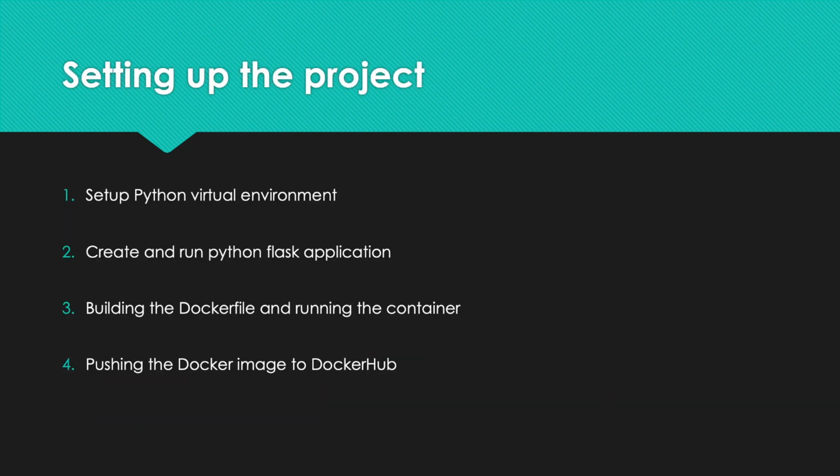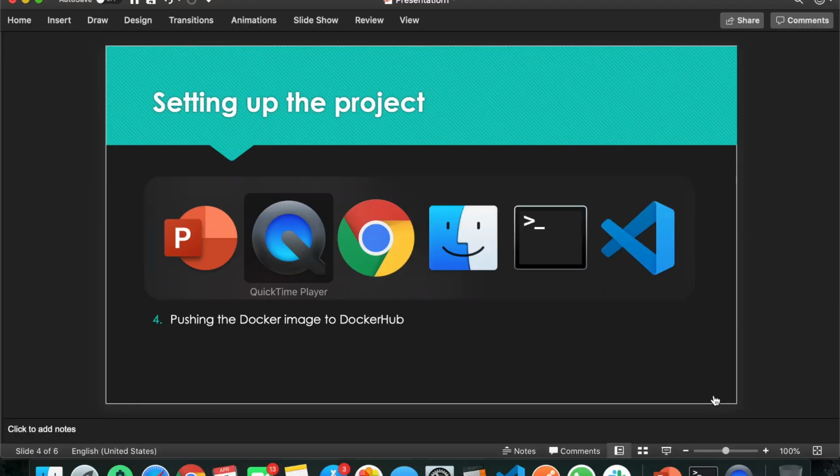First, we will be setting up the project. First step would be to set up the Python virtual environment. Then we will be writing the code for Flask application. We will be writing a new REST API here. Then we will be building a Docker file and we will try to run that image on our local systems. And then we will be pushing the image to DockerHub. So this is the first part of our tutorial. So let's get started on this.